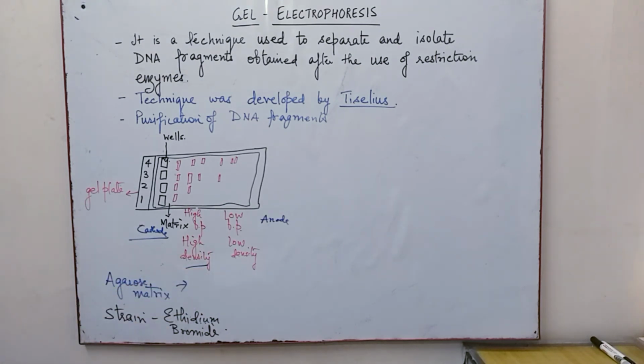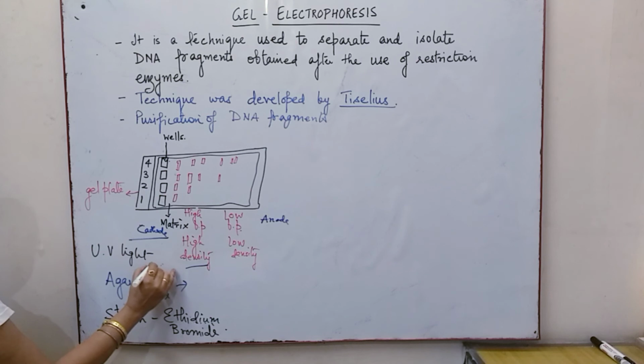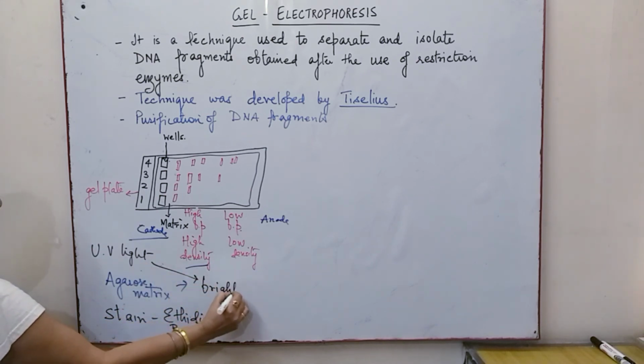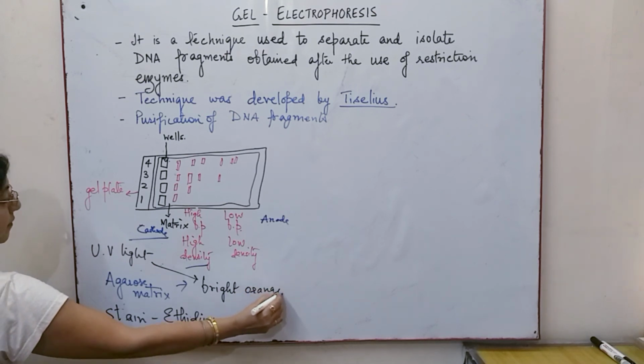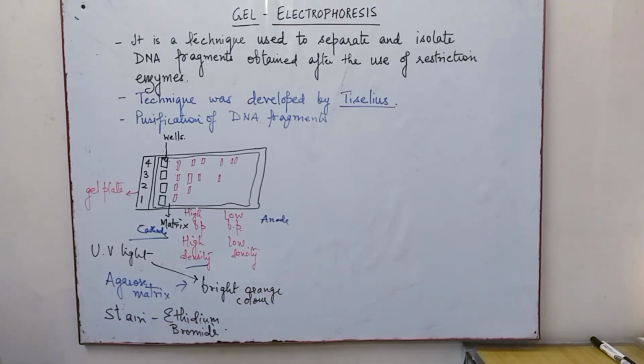But before we put them on the gel plate, the fragments of the DNA have to be stained by ethidium bromide, which is a fluorescent dye. This fluorescent dye gives bright orange color when observed under ultraviolet radiation. So the UV light will give them bright orange color, and the separated bands of DNA are now cut from the agarose gel and are extracted from the gel piece.